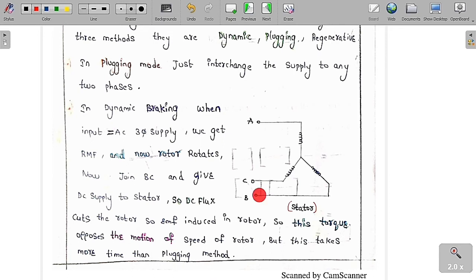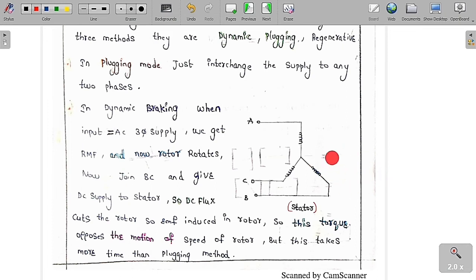I have already told you, basically, as a stator, initially I am going to give a three-phase supply, so we are going to get RMF and the rotor is going to rotate. I want to make it come to zero speed in a small time. So now let me assume I'm going to use the dynamic braking. Dynamic braking means I need to short circuit B and C and give a DC supply across B and this common terminal. Whenever I give a DC voltage, whatever flux you are going to get is DC flux. This DC flux is going to cut the rotor. As the rotor is rotating, but the flux is a constant.